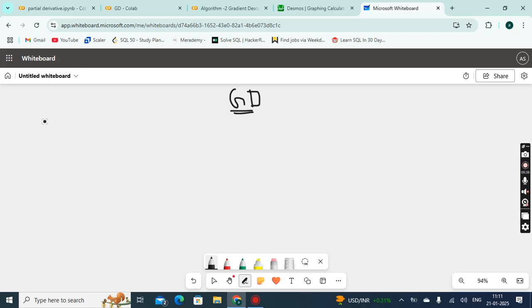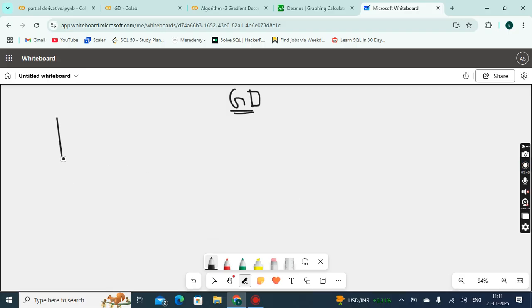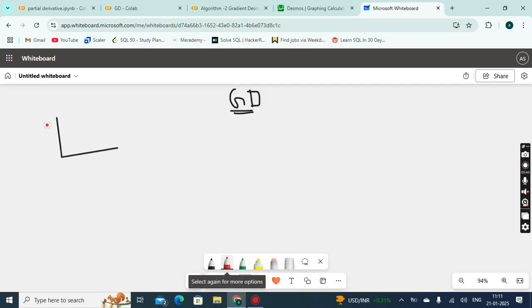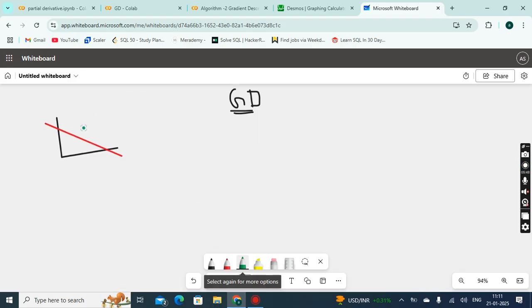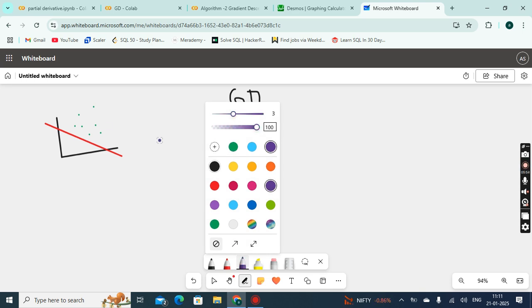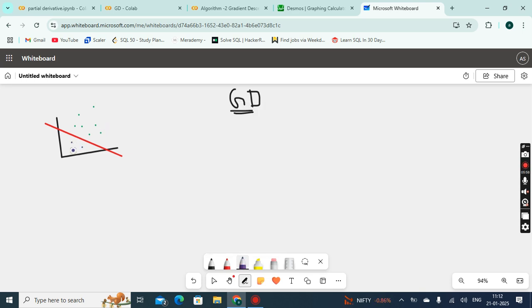So let's begin, and let me just give you a recap. Okay. So guys, we were having the lines this way, right? And also some dots were this way, right?